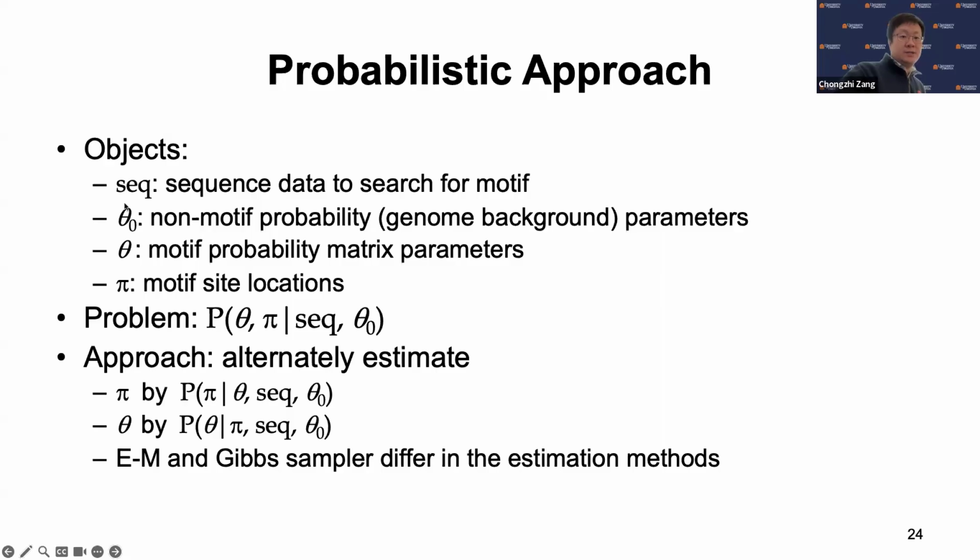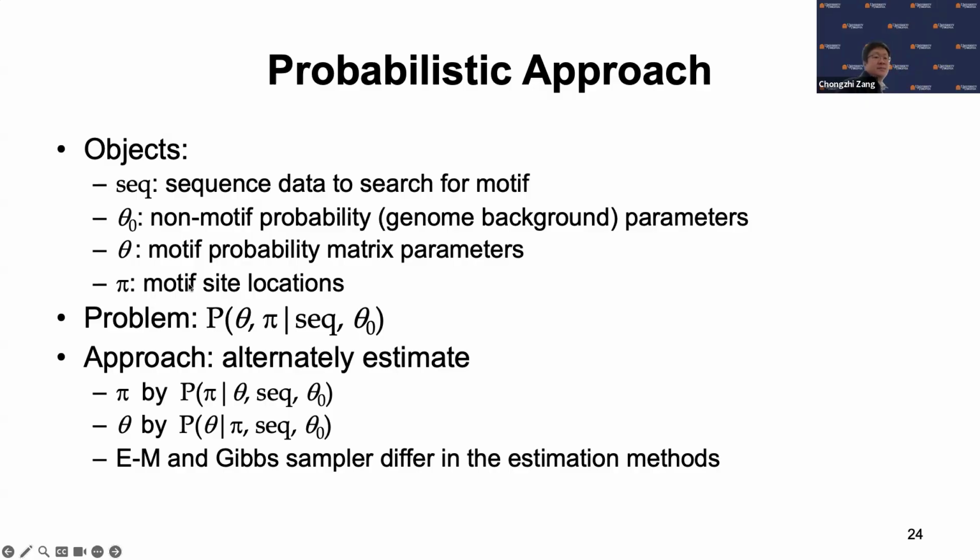First, some notations. We have sequence data in which we want to search for a motif. Theta 0 represents the non-motif probability, or the genomic background parameters. In other words, it's just the probability of observing each of the ATGCs in the background as a constant. And theta is the motif probability matrix parameters, which we can consider as a dynamically changing position weight matrix that eventually represents the motif.